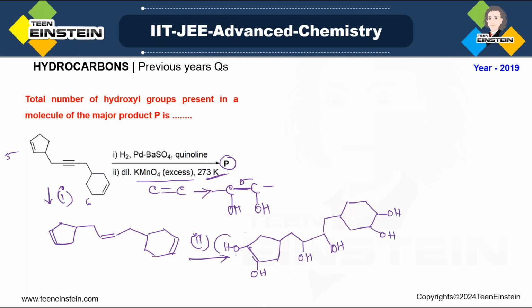So here total 1, 2, 3, 4, 5, 6. So total 6, total number of hydroxyl groups present in the final product P. The answer should be integer type of question. It should be 6. Okay.